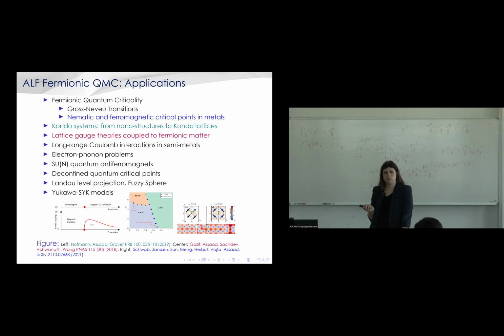Okay, and this slide is just a few of the different systems that have been studied with ALF over the years. I have not included most of the most recent applications, but one of the nice things about this list is most of the things on it are either currently supported Hamiltonians or semi-supported Hamiltonians, which I'll mention. But yeah, Kondo systems, Gross-Neveu, nematic critical points, lattice gauge theories, long-range Coulomb interactions, SU(N) quantum antiferromagnets, and so on.